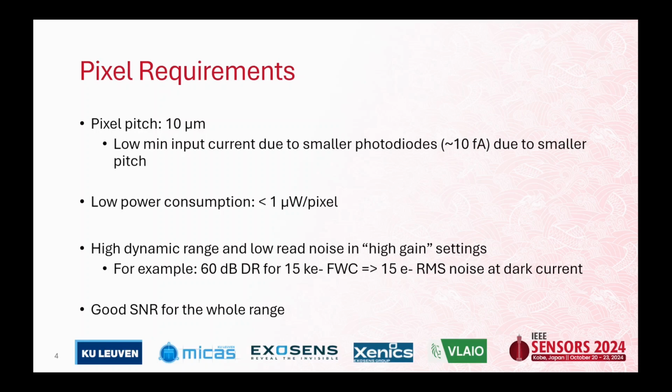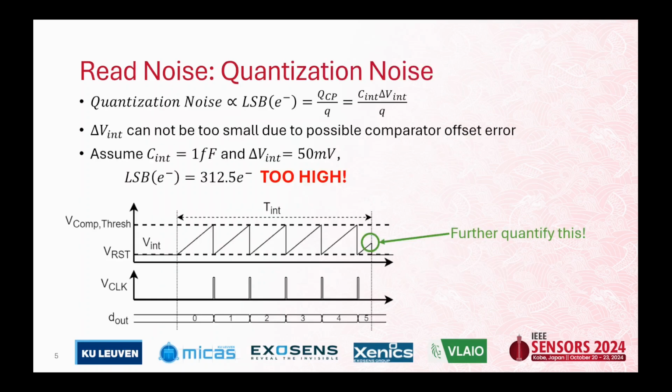Speaking of SNR, since we have conversion happening inside the pixel, an additional factor besides the read noise is the quantization noise. As I mentioned earlier, we're counting the charge packets. So in the output T out that we have, the LSB is just that Cint delta Vint, which we need to reduce.